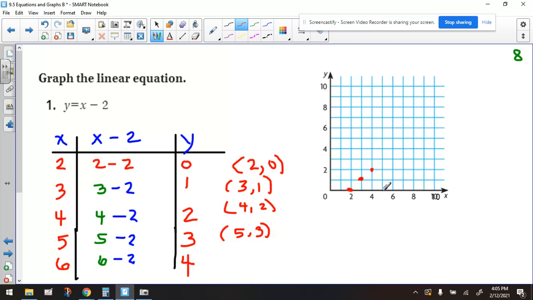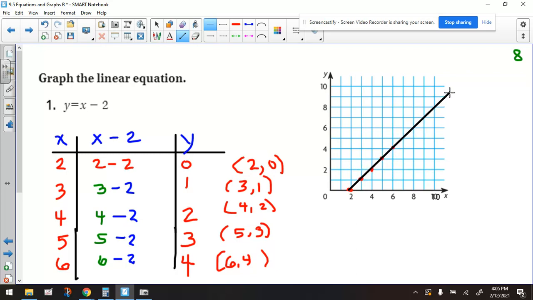We'll go over 5, up 3. And then let's plot this last one. It's 6 and a 4. And if we plot that, we're going to go over 6 and up 4. All right, and if you're using digital tools, it's a little bit easier to draw a line, but if you're actually graphing this on paper, then you would want to use a ruler to connect your points.